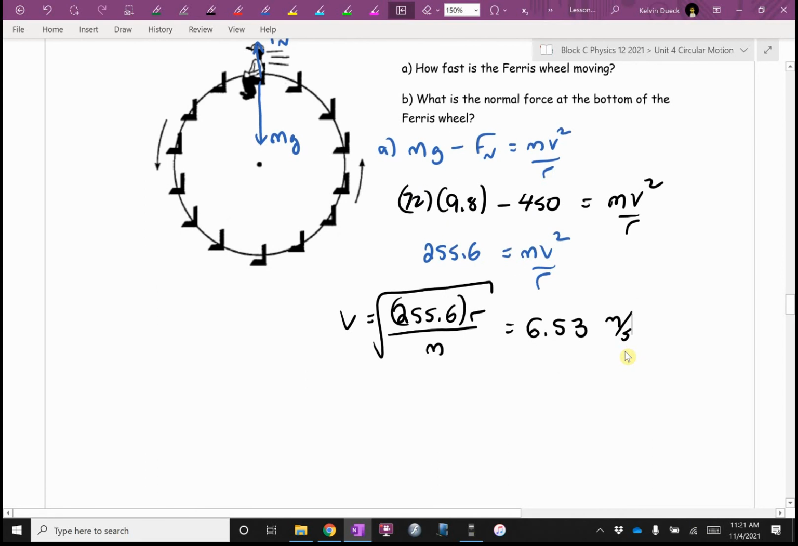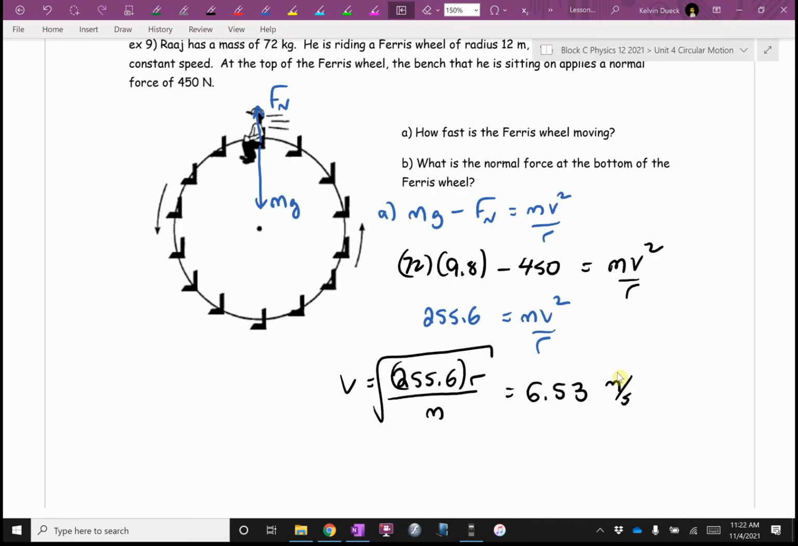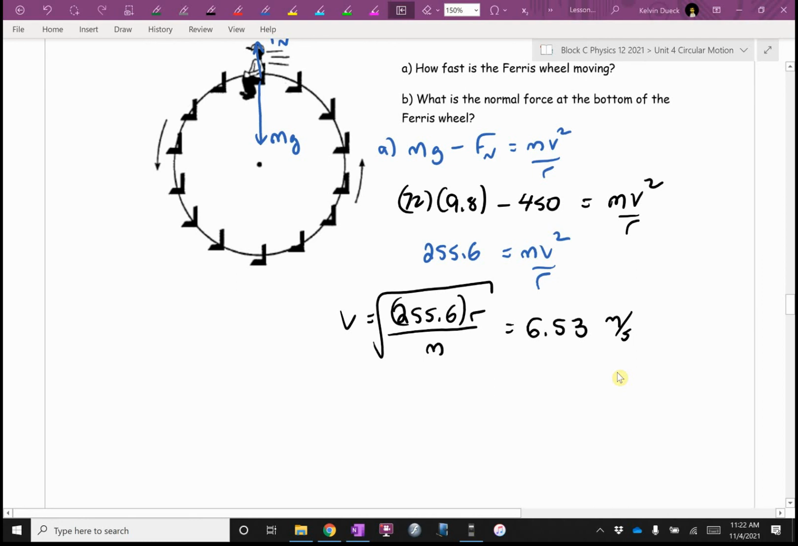B. Oh, let me pause for a second. B. What does B want me to find? Okay. Darn right, a free body diagram. What are the forces acting at the bottom? Get the obvious one. What else? Bigger, smaller, or the same size as mg? And how do I know? Bigger normal force, yes?